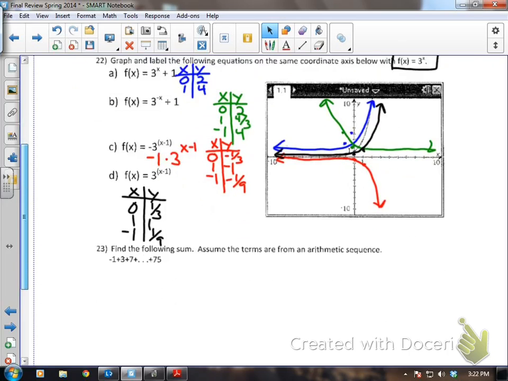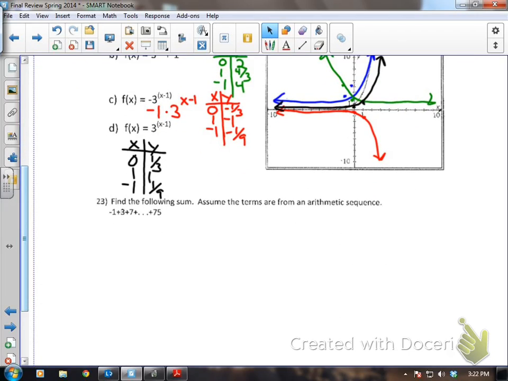So now let's look at number 23. It says, find the following sum. Assume that this is an arithmetic sequence. So this is where you are going to want to look at that reference sheet. It's in the back. And again, you'll get this on your test.